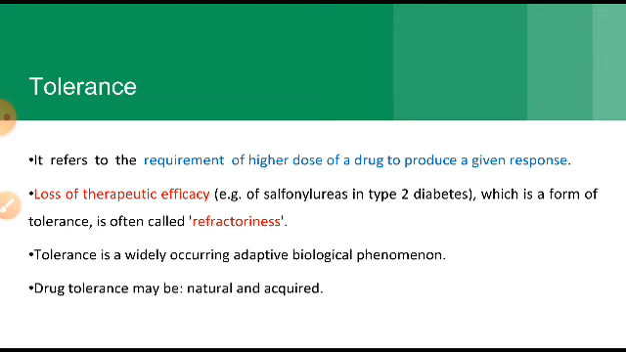So here the drugs are not responding, or the body has stopped responding to the drug. It means the body has started tolerating it. No effect, no response means tolerance has developed. So loss of therapeutic efficacy, for example sulfonylureas in type 2 diabetes, which is a form of tolerance, is often called refractoriness. Tolerance is a widely occurring adaptive biological phenomenon. Another very important term here: tolerance is an adaptive biological phenomenon.